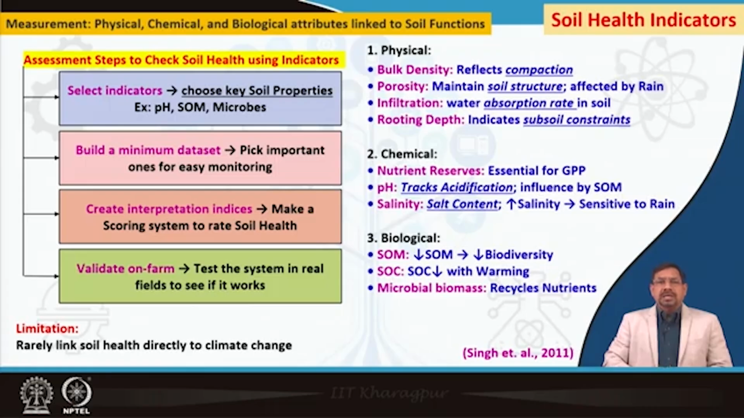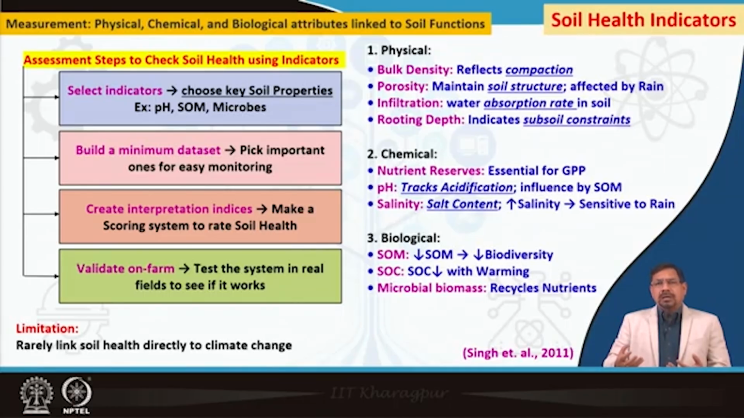So how do we assess them? We assess them using various steps. The assessment steps to check soil health using indicators begin with selecting indicators. Choose key soil properties such as pH, soil organic matter, and microbes, and then you can build a minimum database.